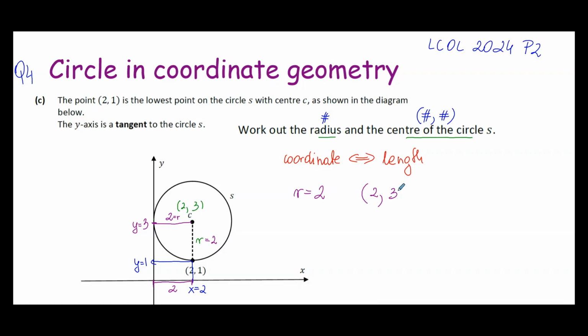So the center is (2, 3). That's what I'm saying: the idea we are using is that length and coordinates relate to each other. We can use coordinates to read length, or length to read coordinates.